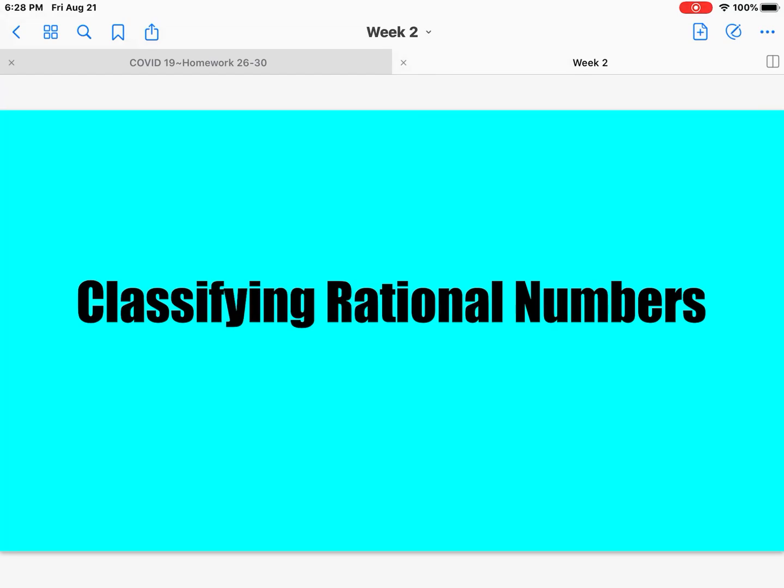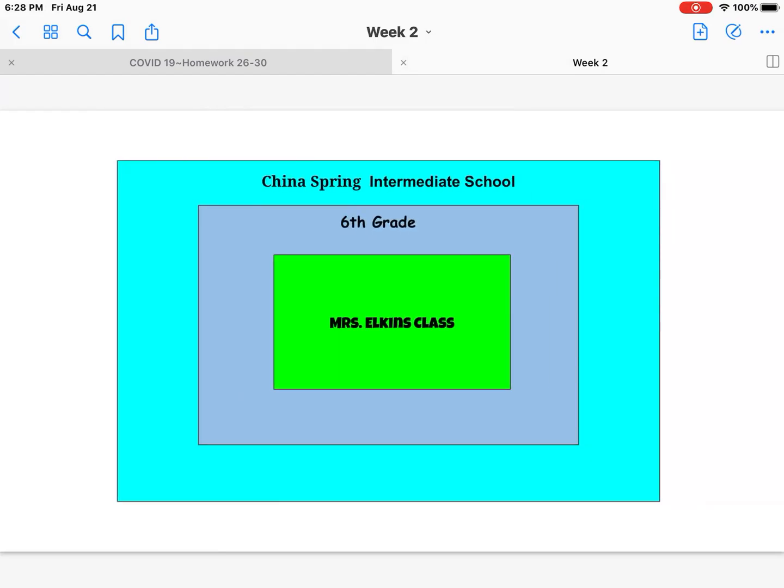We're going to start with classifying rational numbers. So that's our first thing that we're going to learn in math. This slide that I'm showing you here is a Venn diagram.